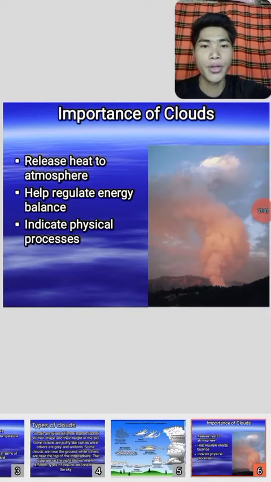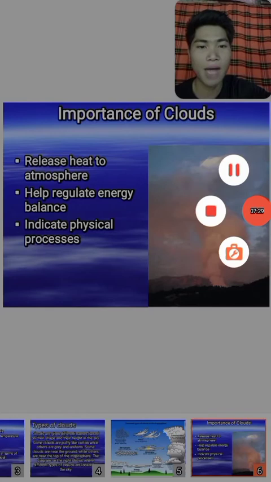So importance of clouds. Ang clouds makatabang pud to, which is maka-receive ta og rain. Makatabang ang clouds to release heat to atmosphere. And the second, help regulate energy balance. And the third, indicate physical processes. So mao na siya ang importance of the clouds.